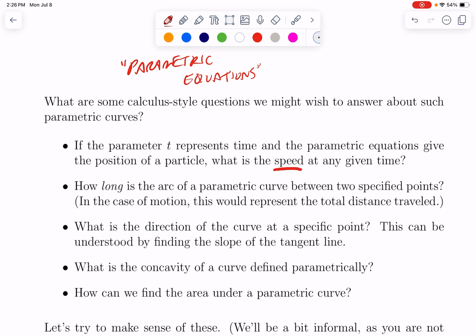We might also ask how long is the arc of a parametric curve between two specified points? If I have my curly Q like before, what is that actual distance as I travel along the curly Q? And again, if we're thinking of this in terms of motion, arc length is the same as distance traveled.